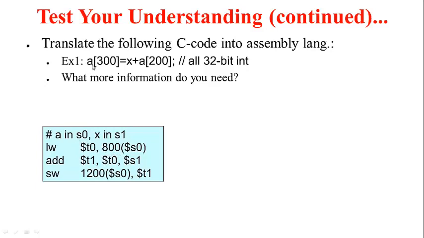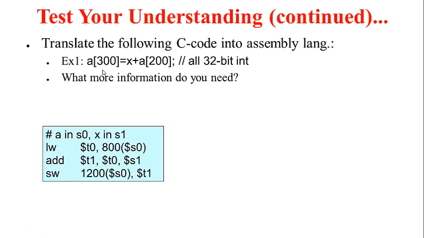This is because this is an array of 32-bit integers. That means that the address is 800 bytes. The address of A200 is 800 bytes away from the address of A. Now I have used another register $T1 to store the addition of $T0 and $S1, which is essentially the addition of X and A200, and then I use this store word instruction to store it onto A300. Note again that I am using an offset here of 1200, which is 4 times 300.